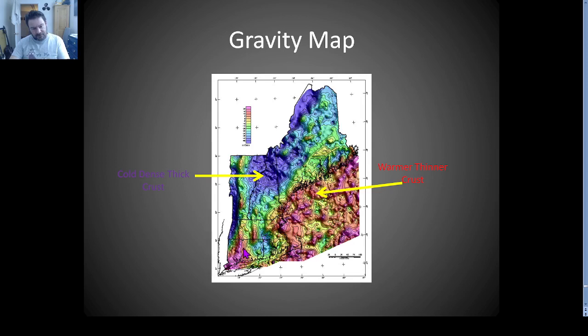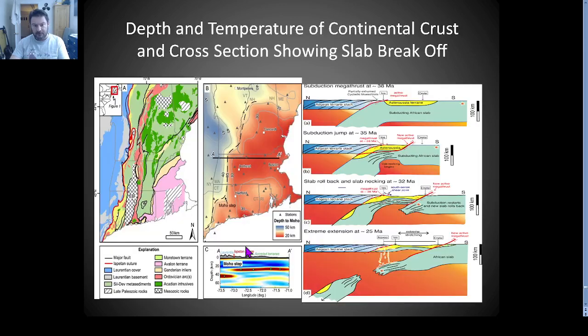That is interesting. So Hartford, yeah, that's the rift zone that opened up. Wow, that's cool. Yeah, that makes sense, because this would be much shallower if you had rifting going on there. All right, cool stuff. All right, depth and temperature of continental crust and cross section showing slab break off.